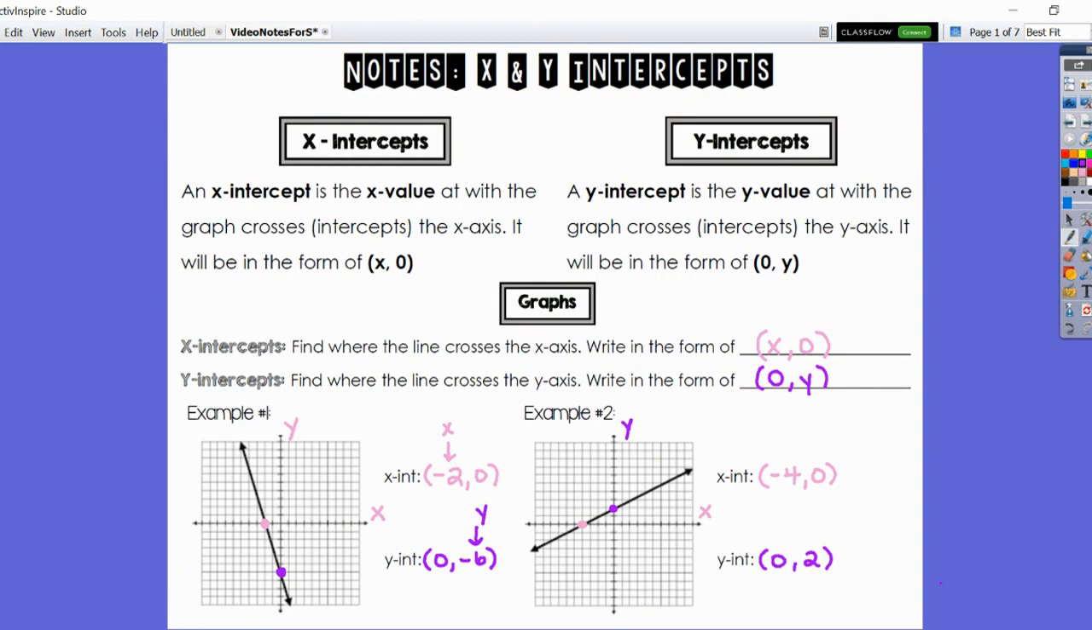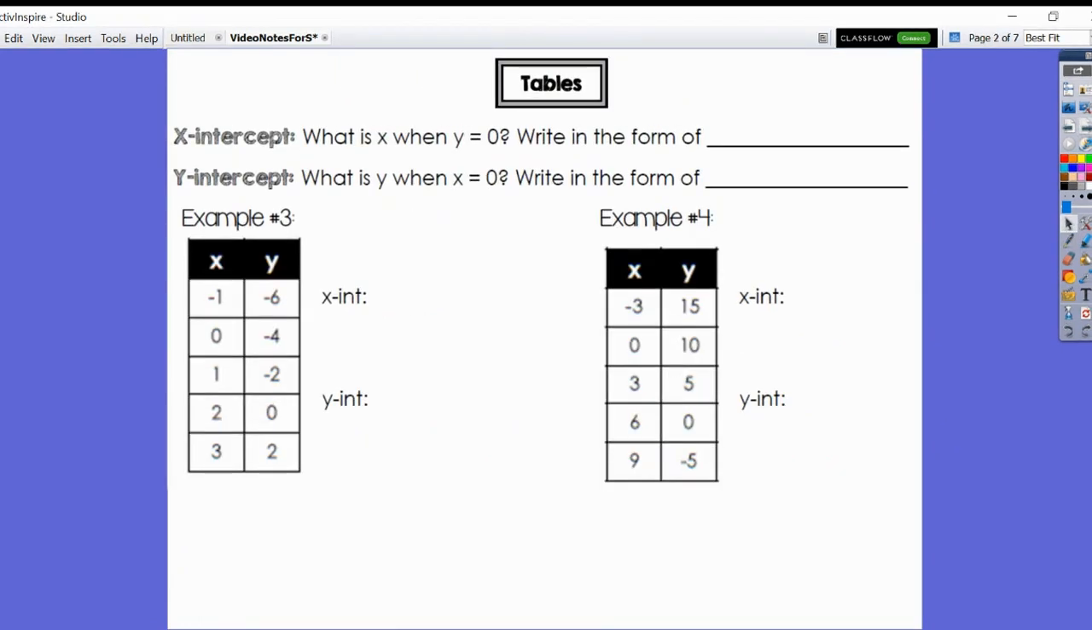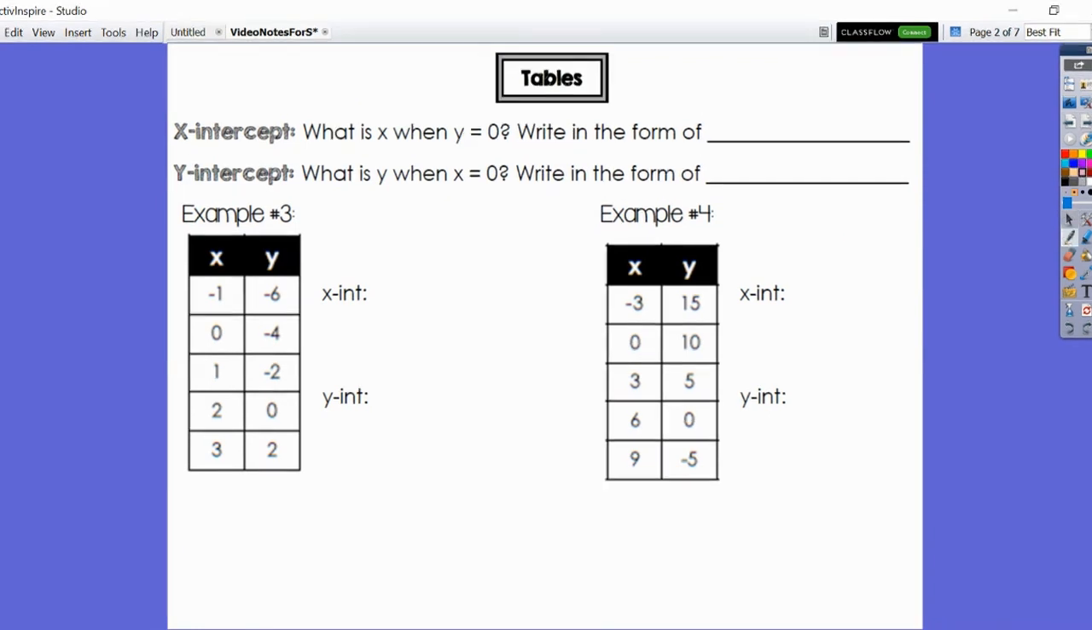Let's go ahead and look at x and y intercepts in a table. When given a table, I ask myself for the x-intercept what the x is when y equals 0. That's going to be written again in the form x comma 0. Then it's the opposite for the y. I ask what is the y value when x is 0. Then I write it in the form 0 comma y.